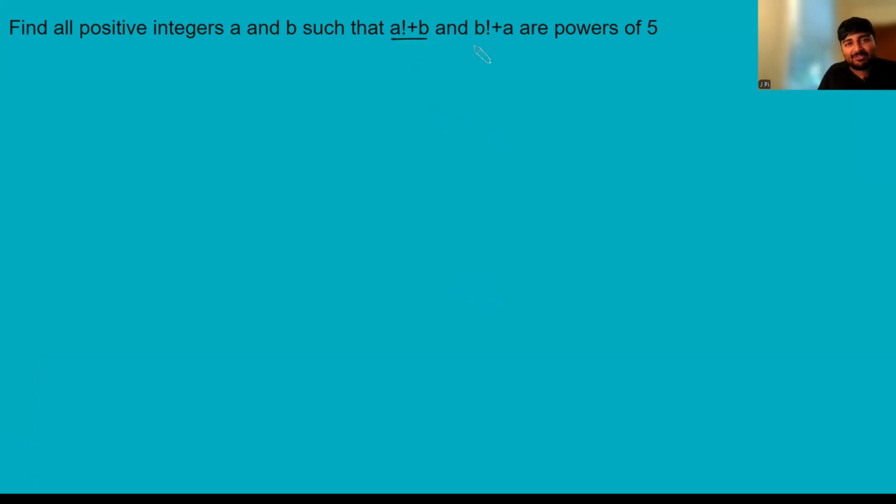This is very symmetrical. A factorial plus b and b factorial plus a are the exact same expressions, but with a and b swapped round, which tells me that I can just assume, without loss of generality, that one of them is bigger than the other. So without loss of generality, a is less than or equal to b, and any solution I get like this, I can just swap a and b around at the end. Okay, cool. So we're assuming a is less than or equal to b.